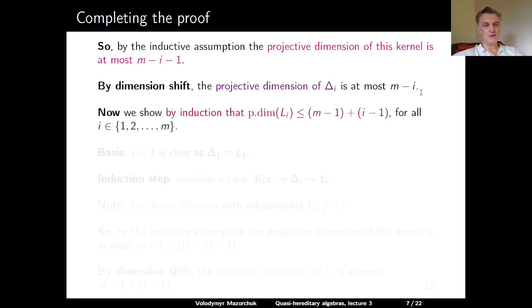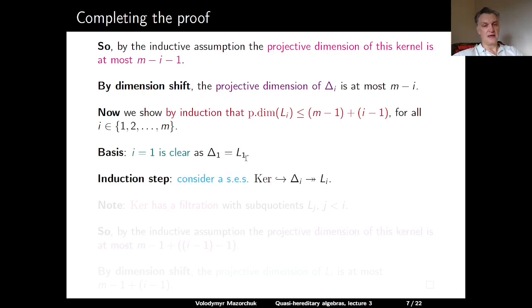For the second part of the proof, let us show by induction that the projective dimension of L_i is at most m minus 1 plus i minus 1. And if we can show this for all i, then of course to obtain the statement of the theorem, we should plug in the maximal i, which is m, and we get 2m minus 2, which is exactly the claim. So we just need to prove by induction this result. Now the induction goes from 1 and up. The basis of the induction is i equal to 1, and that's clear because delta 1 is equal to L1.